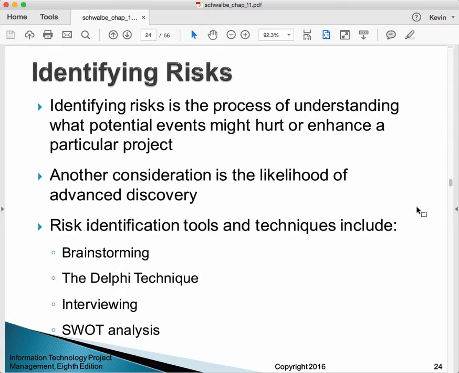Risk identification tools and techniques include, and these are the ones we're going to talk about: brainstorming, the Delphi technique, interviewing, SWOT analysis. These are all things we've talked about in the context of understanding the goals of our project, or picking the right project. So these are general tools that we can use in several ways.